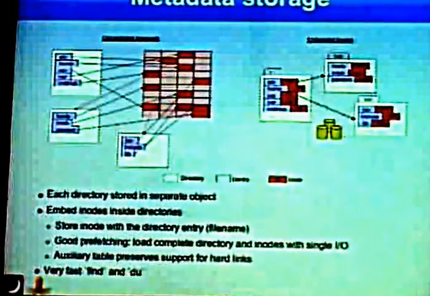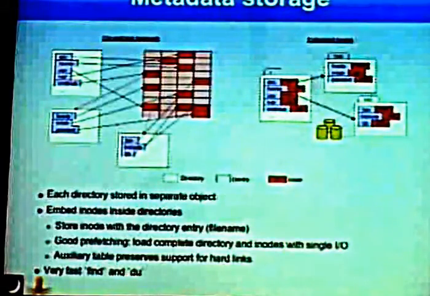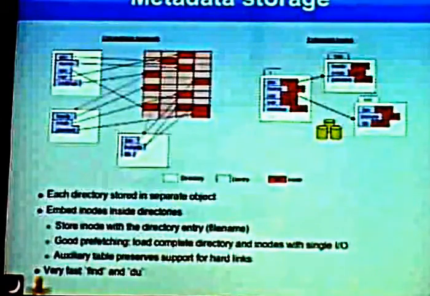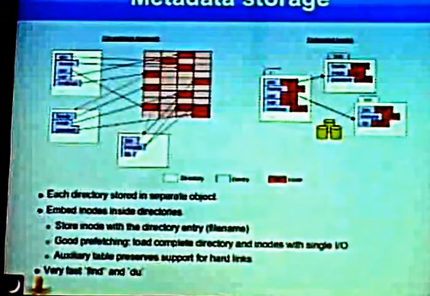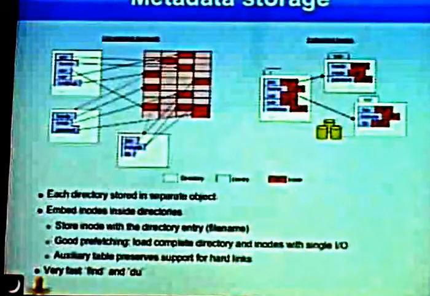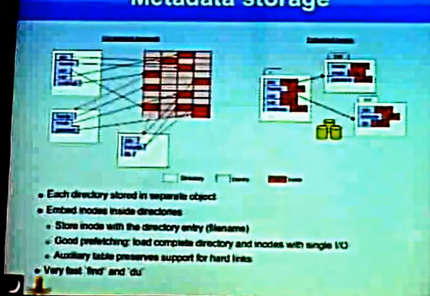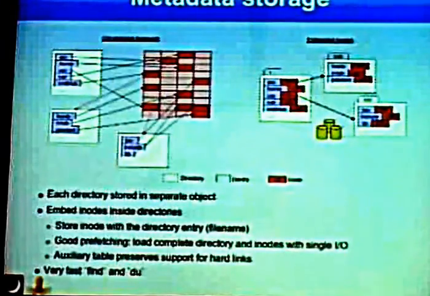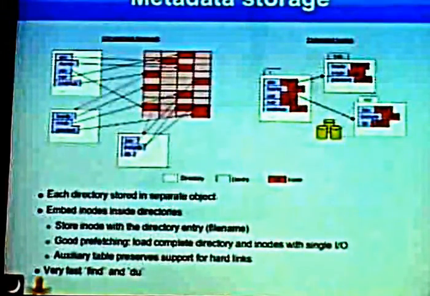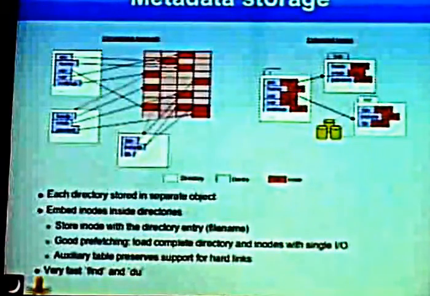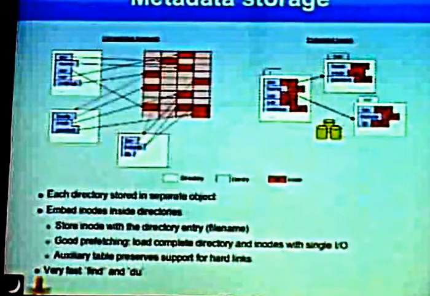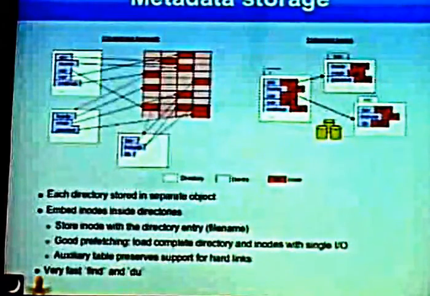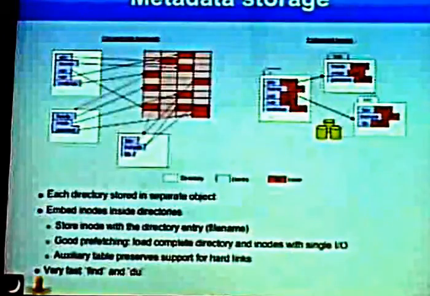Ceph takes a different approach. It also groups directory content together. But what it does is embed the inode contents next to the file name that refers to it. So this gives you very good prefetching, because you can do a single object request to the store and pull in the metadata for all the file names and all the inodes that they refer to in one operation. And for those of you with alarm bells going off in your head, support for hard links, where you have multiple file names referring to the same file, is still preserved by the use of an auxiliary table. It helps us find just those inodes that have multiple links to them.